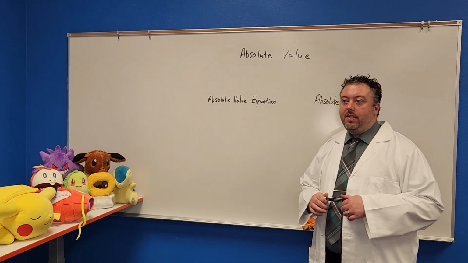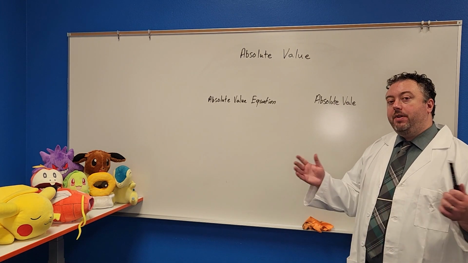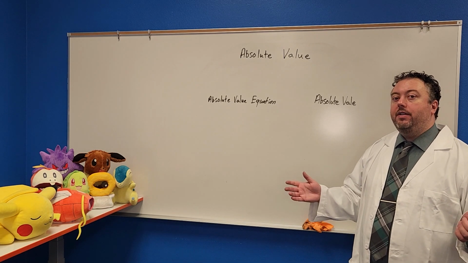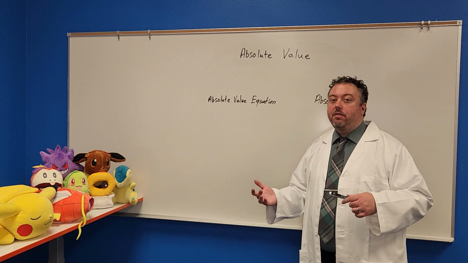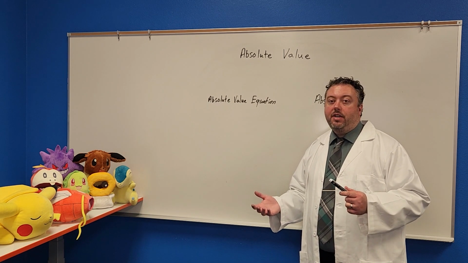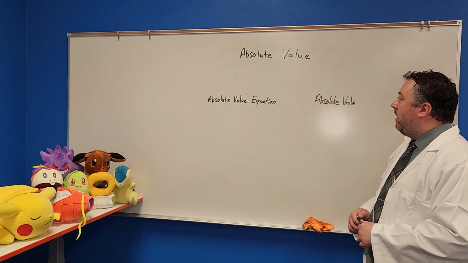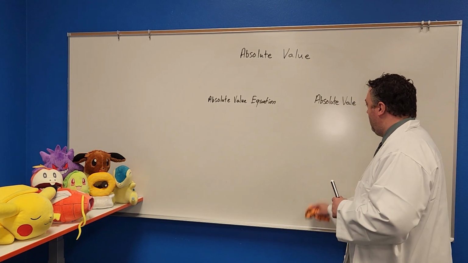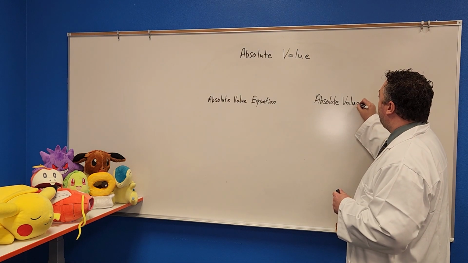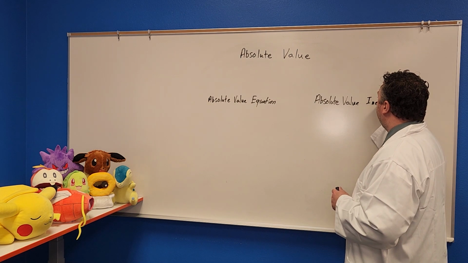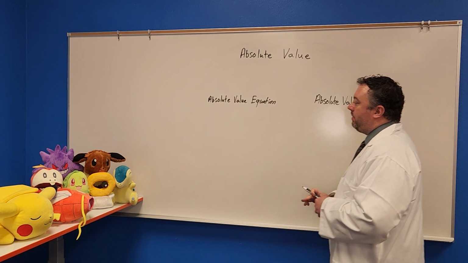Absolute value is essentially a measurement. It is a measurement of how far a number is away from zero. So if we're talking about distance from zero, hopefully that should lead you to the idea that we're talking again about number lines. Now I'm going to look at two different examples here. We're going to talk about absolute value equations and absolute value inequalities. So let's start with an equation.